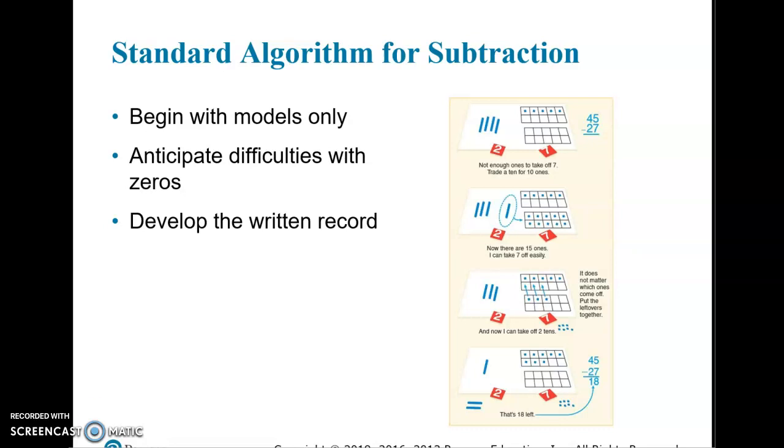Problems in which zeros are involved tend to cause special difficulties. The common errors that emerge when students regroup across zero are best addressed at the modeling stage. For example, 403 minus 138, students must make a double trade. Trade a 100 piece for tens and then a tens for 10 ones.